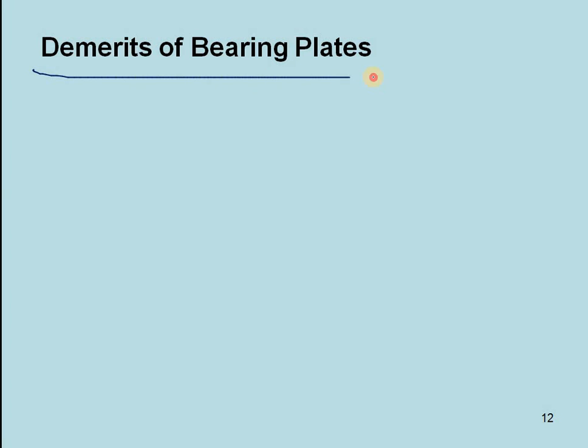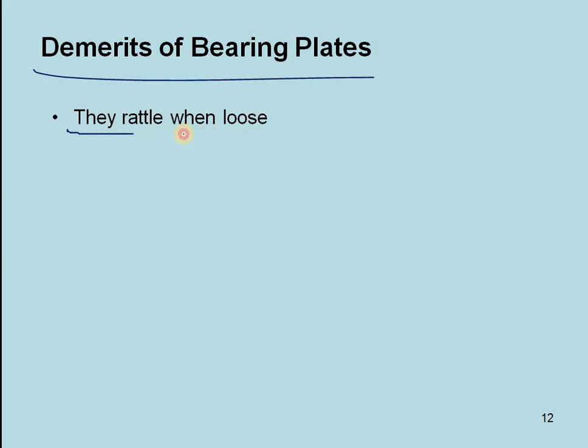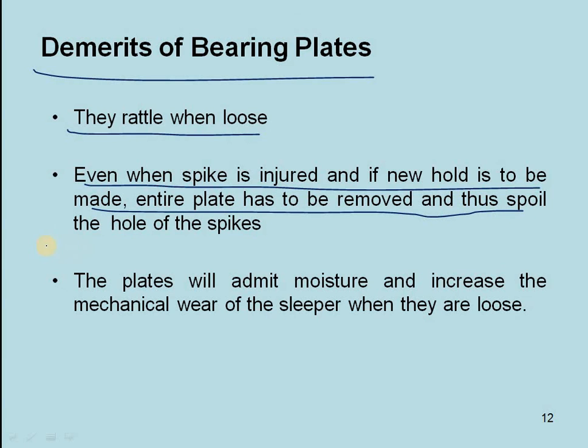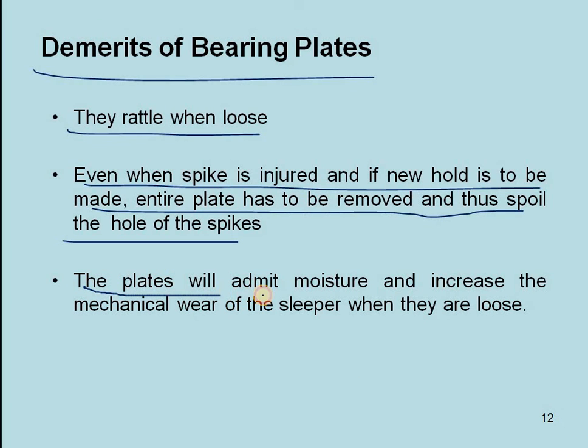Some demerits of bearing plates are: they rattle when loose, even when a spike is injured. If a new hole is to be made, the entire plate has to be removed, and thus the whole of the spikes is spoiled. The plates will admit moisture and increase the mechanical wear of the sleeper when they are loose. So these are the demerits of bearing plates.